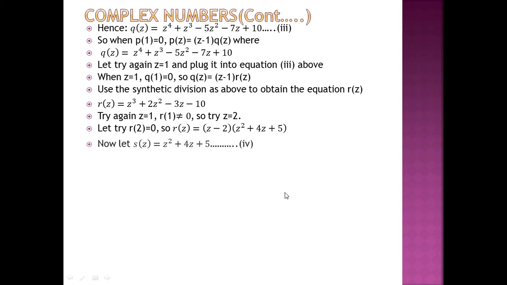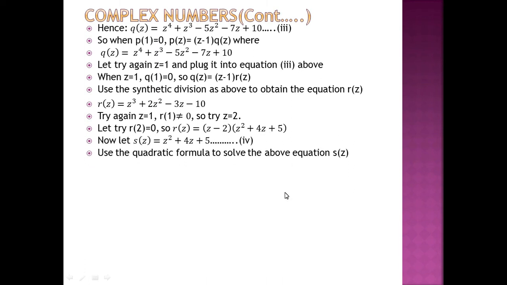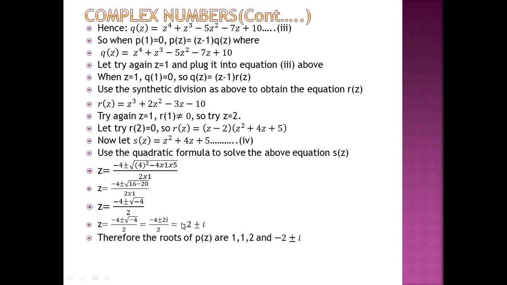Then we carry on factorization like that. That is called the factor theorem. Now let z squared plus 4z plus 5 be equation number 4. Use the quadratic formula to solve the above equation. So when you use the quadratic formula, plug in the numbers, and we have this equation. We have these values of z, which are complex roots. So therefore the roots of p(z) are 1, and then you repeat again 1, and then 2, and then negative 2 plus or minus i.